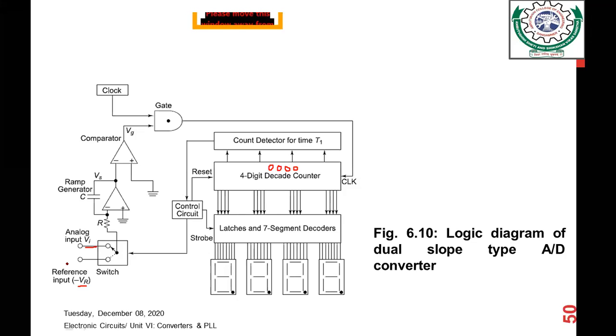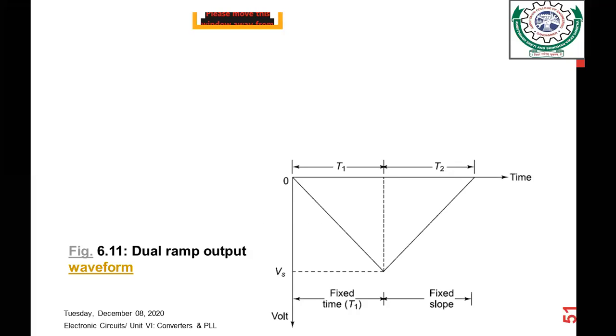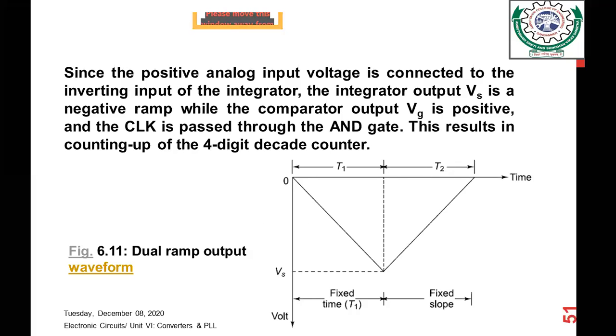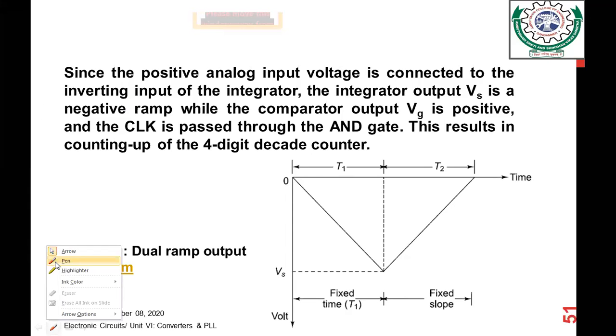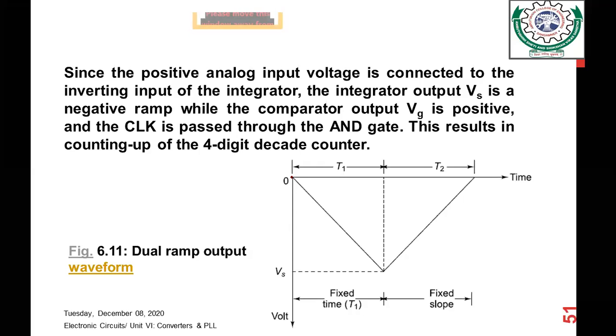We will come to this point, but before that we have to discuss what happens in the first condition, when the positive analog voltage is applied and what type of output would be generated. So this is the dual ramp output waveform. If you see, initially when a positive analog voltage is applied to the integrator input, it generates a negative ramp Vs. There is the negative ramp signal.